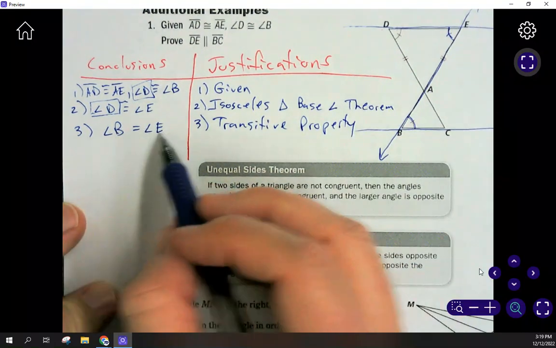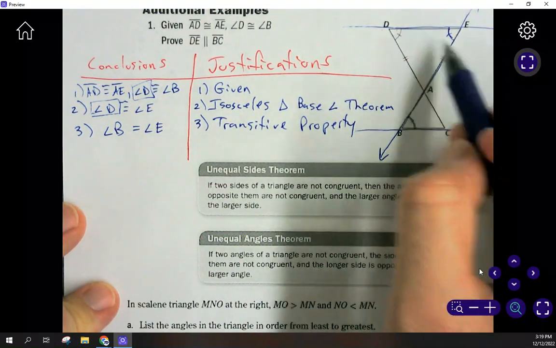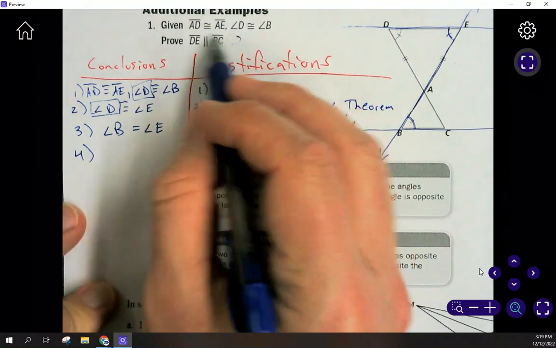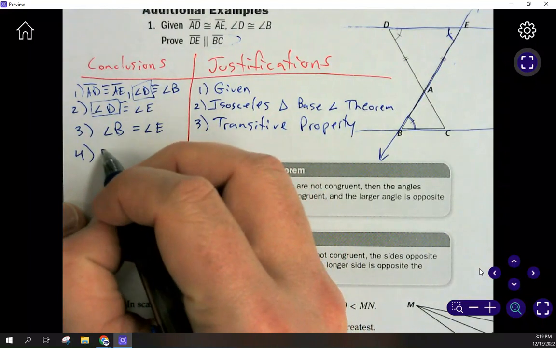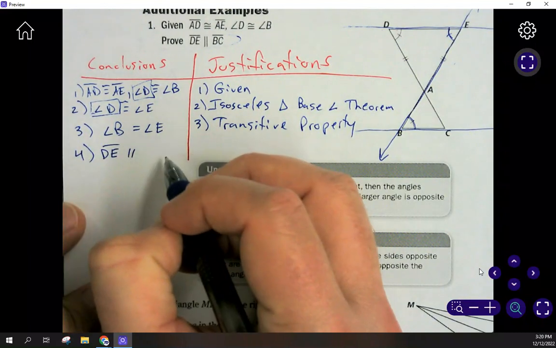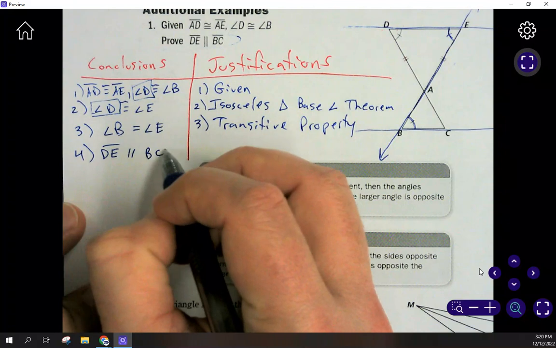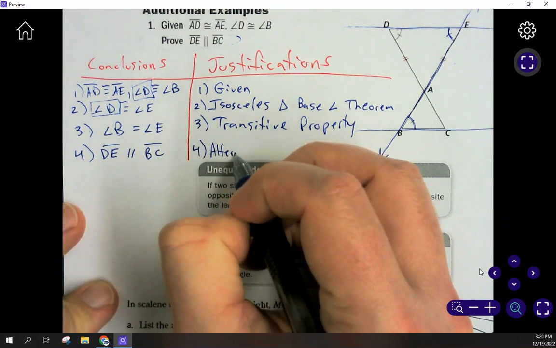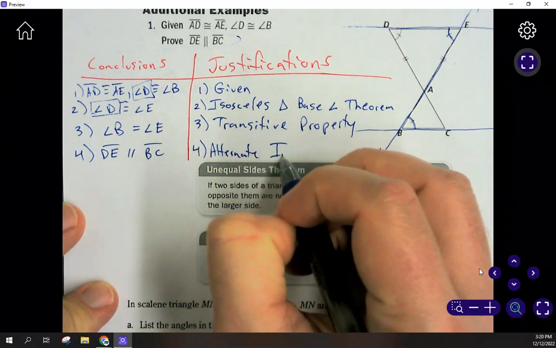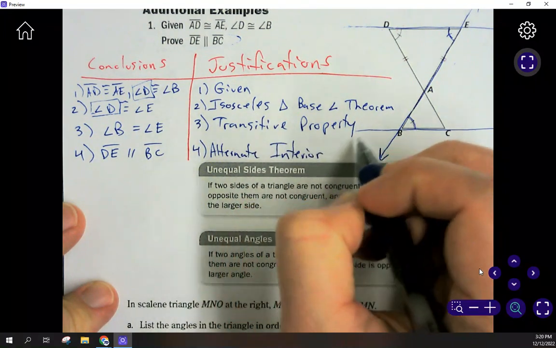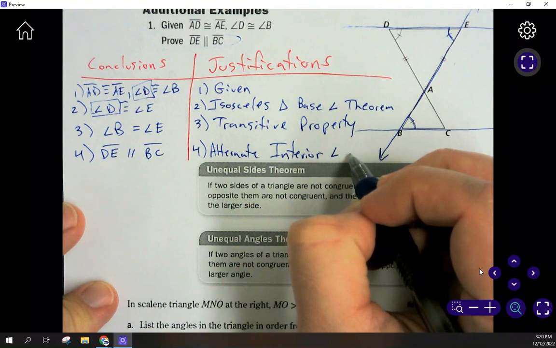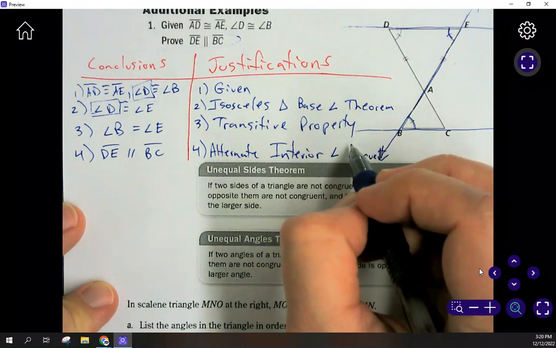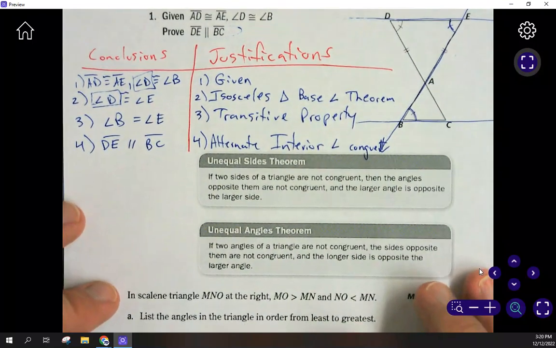And now that I know that B and E are equal to each other, I can prove that these two are parallel. So remember, your last line is always what you're trying to prove. So DE is parallel to BC because alternate interior angles are congruent. And I could have even abbreviated that with my congruent there.